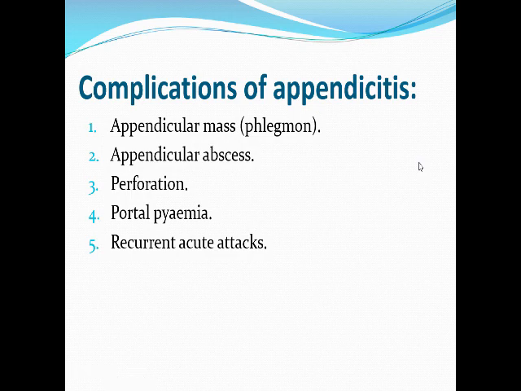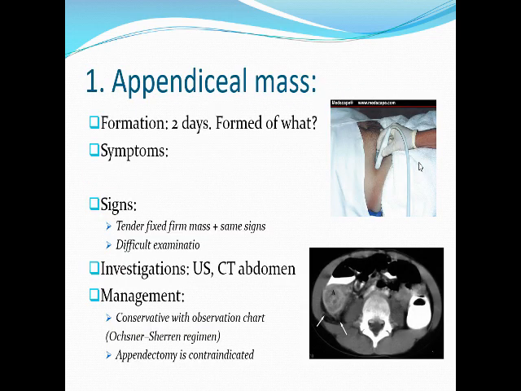To study any complication of the appendix, you have to know how this complication occurs, how to diagnose, and how to treat. You have to remember, you have to answer these 3 questions. Appendicular mass occurs at least after 2 days. It is formed from the inflamed appendix, surrounded by omentum, with adhesion between the terminal ileum and cecum. So adhesive band, omentum, appendix, ileum, and cecum are the components of a mass.